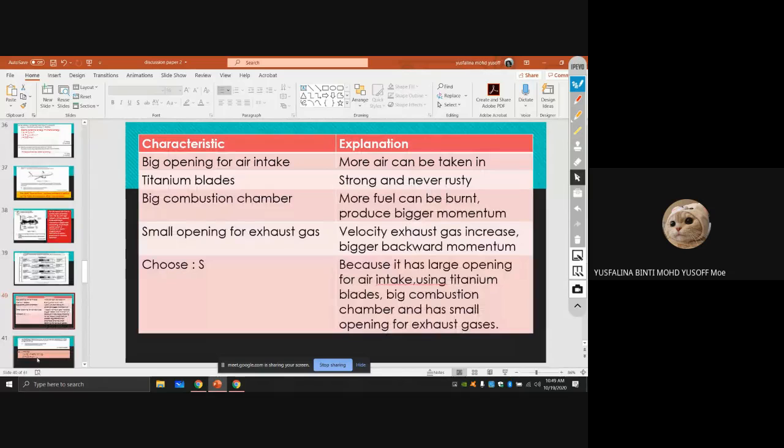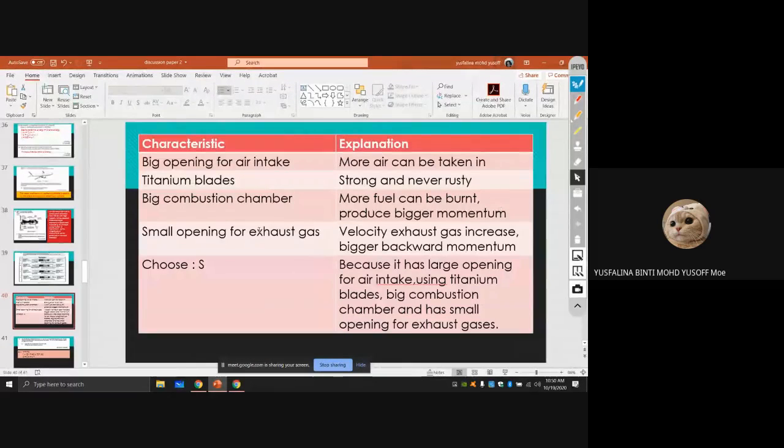So it should be a big opening for air intake, so more air can be taken in. The second one should be titanium blades, because titanium is very strong and never rusty. And then the big combustion chamber, so more fuel can be burned. When more fuel is burned, it means more hot air with very high velocity will be released, so you produce bigger momentum.